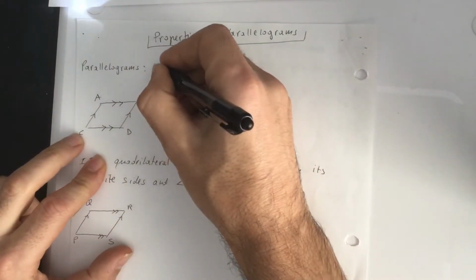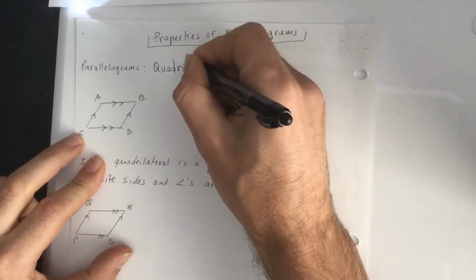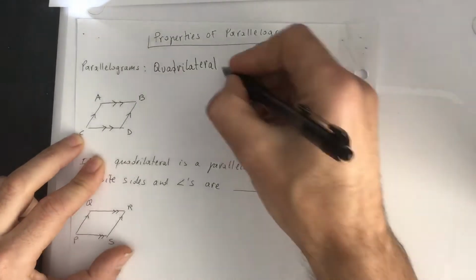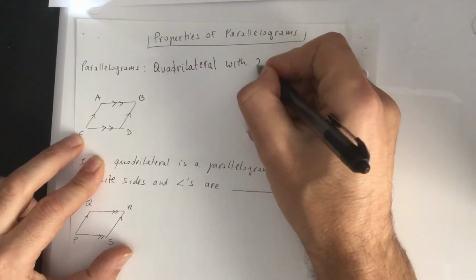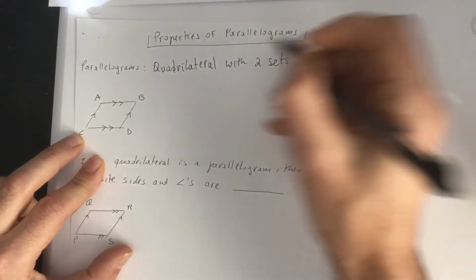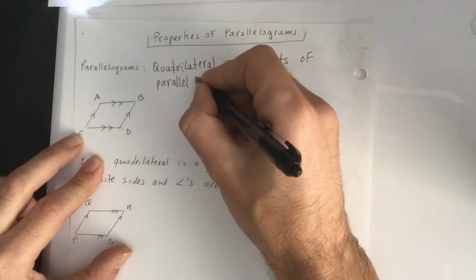So let me write that over here. It's a quadrilateral. That means four sides, right? A polygon with four sides with two sets of parallel lines.